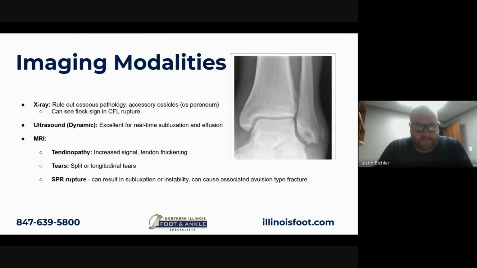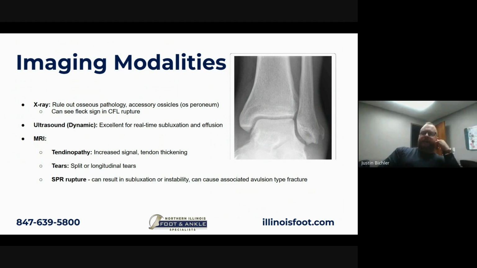Imaging modalities, obviously with any type of musculoskeletal injury, we usually start with plain radiographs to assess for fractures. When I'm specifically looking at plain radiographs, when somebody has come in complaining of a lateral ankle sprain or lateral ankle pain, things I'm looking at, the lateral malleolus itself, the distal tip of the lateral malleolus. Sometimes you see a fleck sign if the CFL ligament ruptures off. This is a pretty dramatic example of that on the right, but usually you'll see a little fleck down here where part of the bone falls off from the CFL.